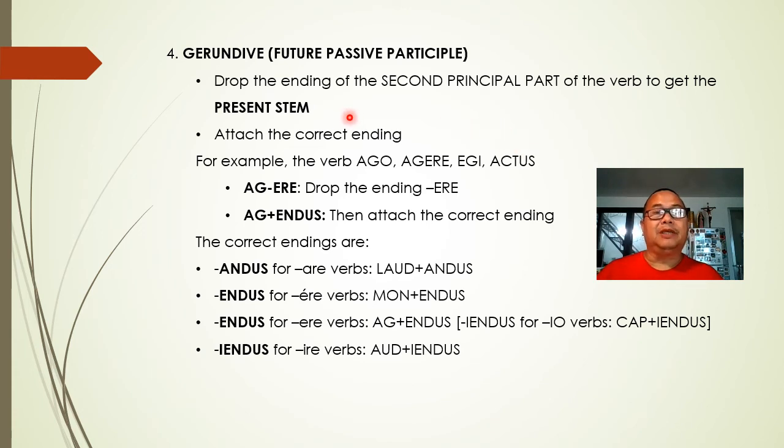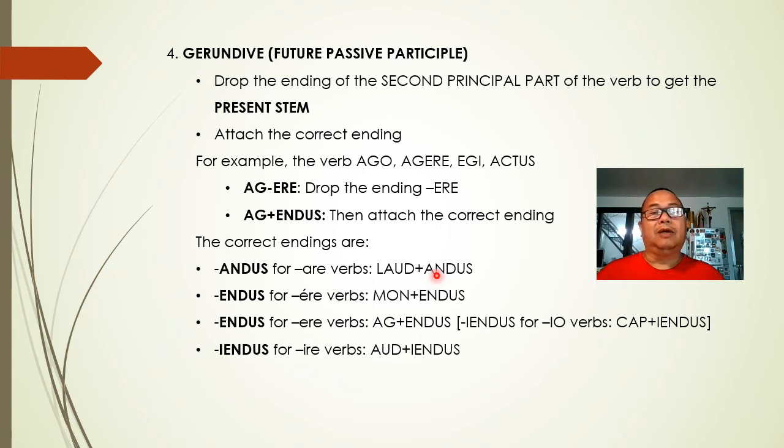The first step is to get the present stem. We have done that already in the present active participle. Second principal part, drop the ending, you get the present stem. And you attach the correct ending. What are the correct endings? They are listed below. For first conjugation, andus. Second conjugation, endus. Third conjugation, endus. But for the IO verbs, iendus. Not endus, but iendus. Fourth conjugation, iendus.